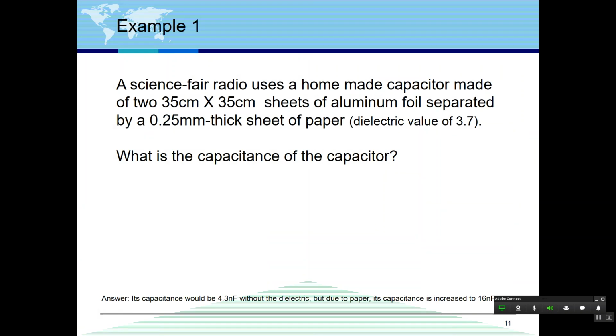So if we had an example, we have our two equations that we talked about. We said Q is equal to capacitance multiplied by voltage, and capacitance is equal to the material permittivity multiplied by area divided by the distance between the plates, multiplied by epsilon naught, right? So if we had these two equations and we're trying to solve this: Science Fair Radio uses a homemade capacitor made of two 35 by 35 centimeter sheets of aluminum foil separated by a 0.25 millimeter thick sheet of paper that has a dielectric value of 3.7. What is the capacitance of the capacitor? You guys should be able to solve that. I'll give you a couple of minutes. Try it out.